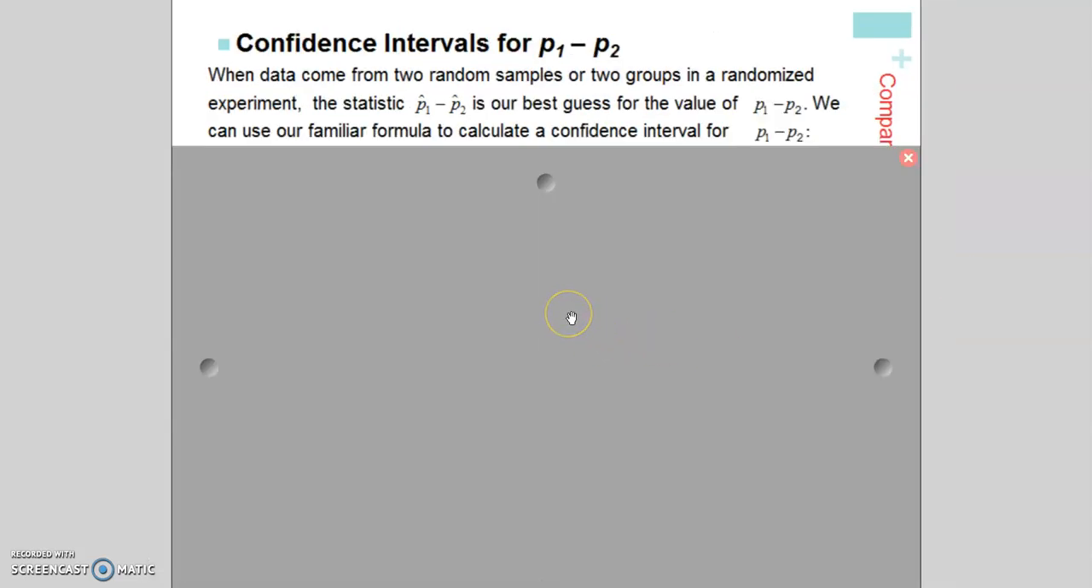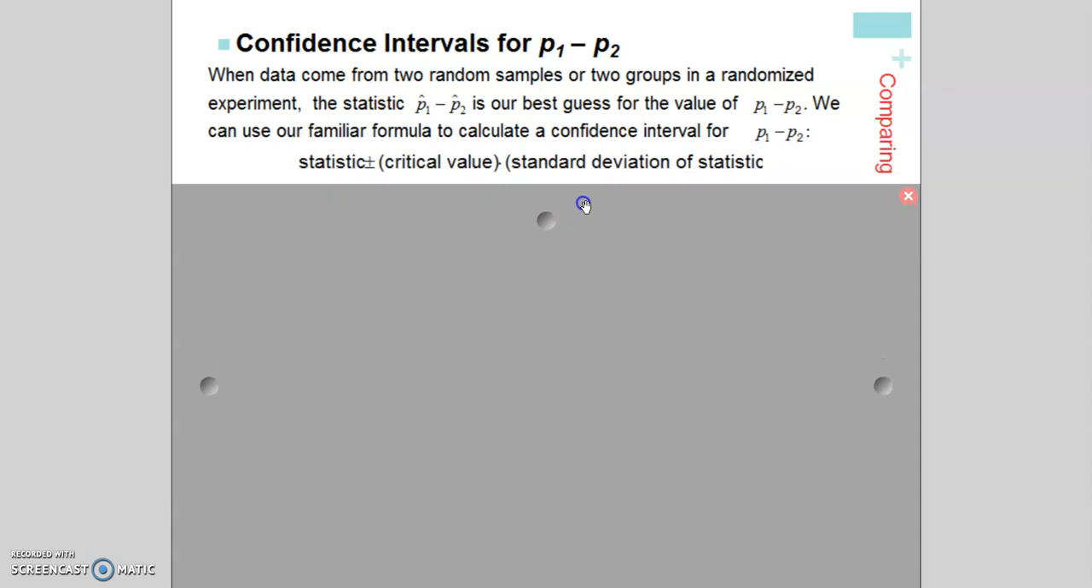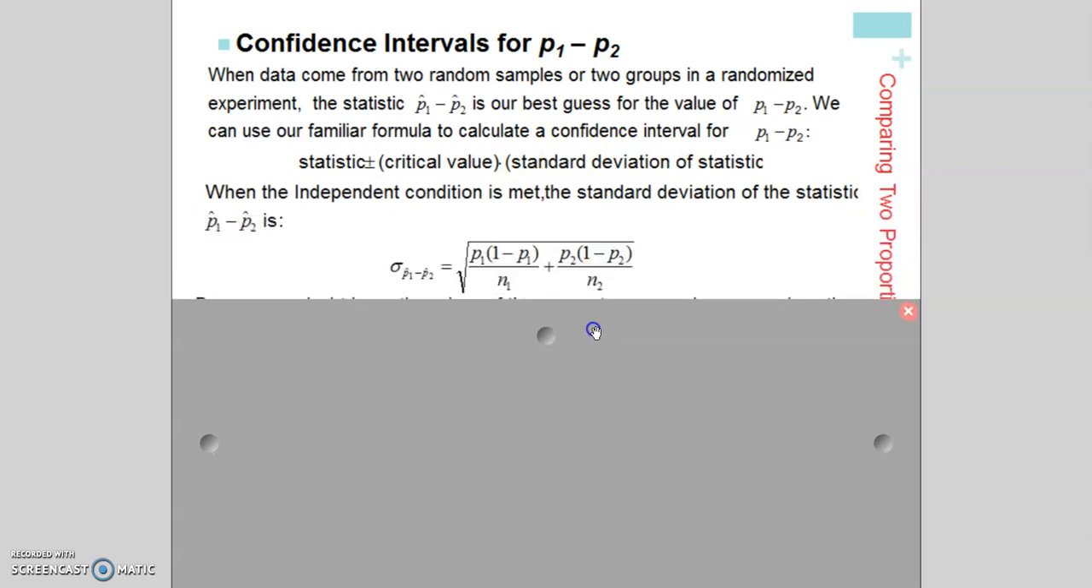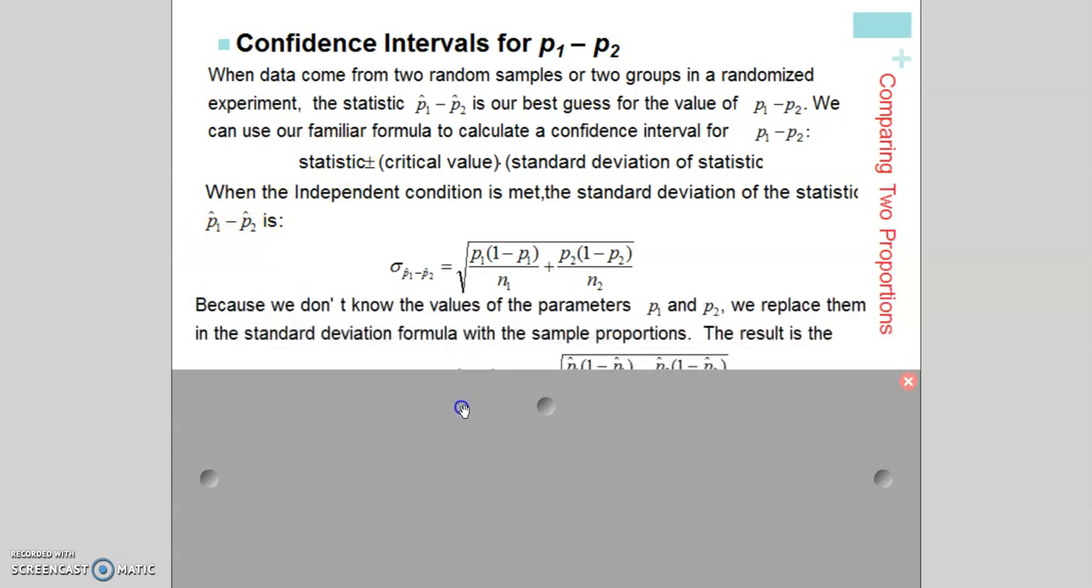Now that we've talked about the sampling distribution, we can apply what we know about sampling distributions to create confidence intervals. So let's say I wanted to create a confidence interval. Now, if we don't know P1 and P2, then our best guess is going to be what we found in our sample. So basically we're going to use this same formula, statistic plus or minus critical value times standard deviation of statistic, but we're going to use this as the standard deviation, and for the statistic we're going to use what we found in our sample.